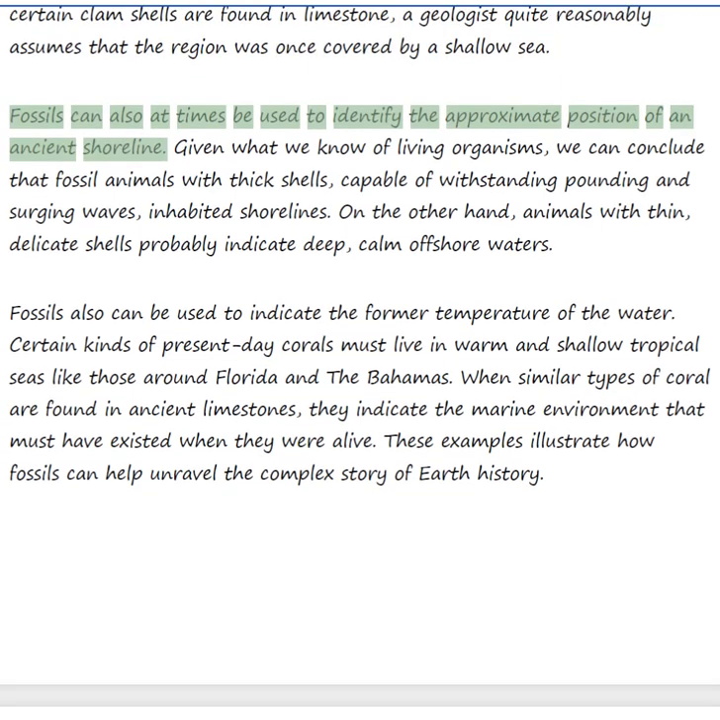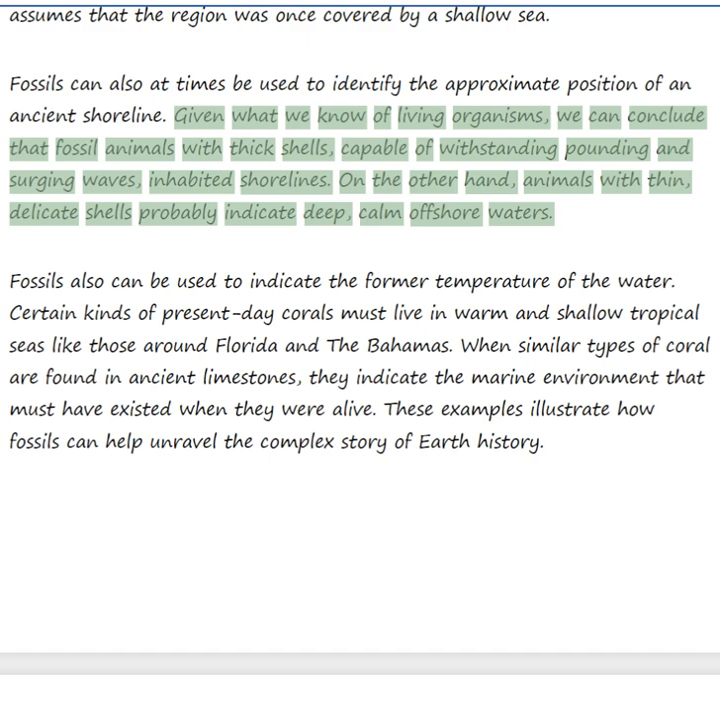Fossils can also at times be used to identify the approximate position of an ancient shoreline. Given what we know of living organisms, we can conclude that fossil animals with thick shells, capable of withstanding pounding and surging waves, inhabited shorelines. On the other hand, animals with thin, delicate shells probably indicate deep, calm offshore waters.